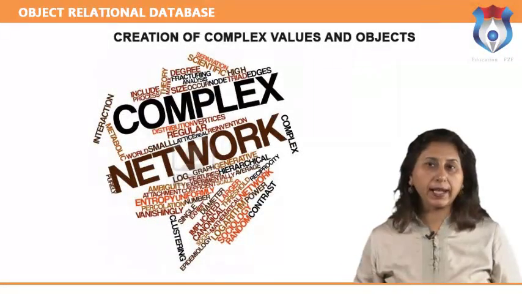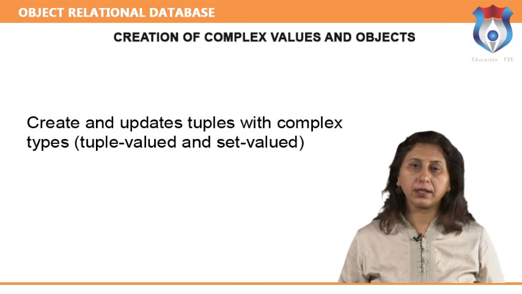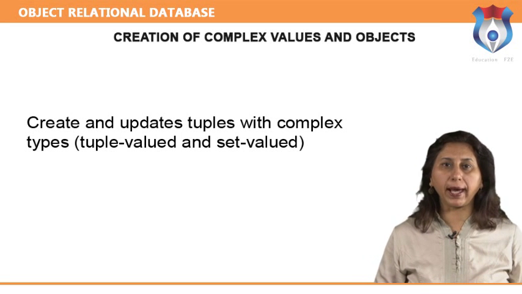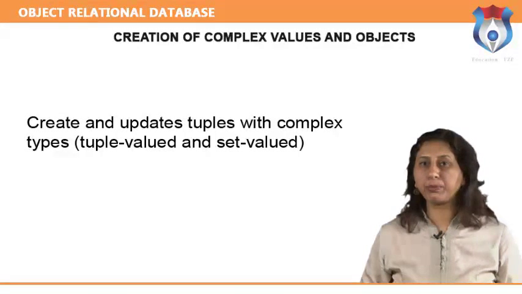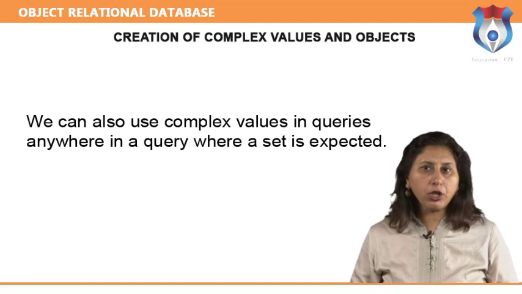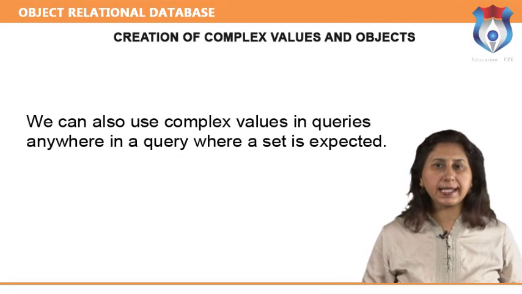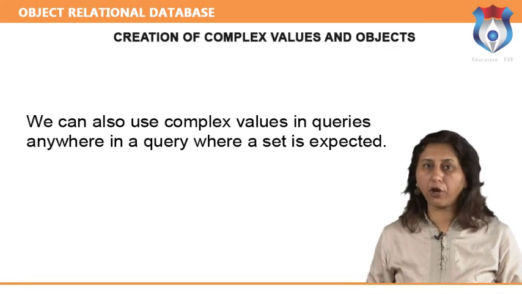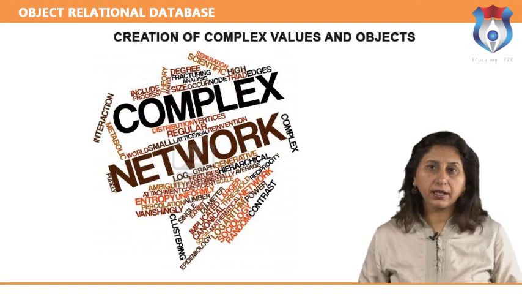Creation of complex values and objects. We can create and update tuples with complex types, tuple-valued and set-valued. Example: insert into doc values (sales plan, set(Smith, Jones), 1 April 89, set(prot, strategy)). We can also use complex values in queries anywhere in a query where a set is expected. We can enumerate a set like: select name, date from doc where name in set(sales plan, opportunities, risks).